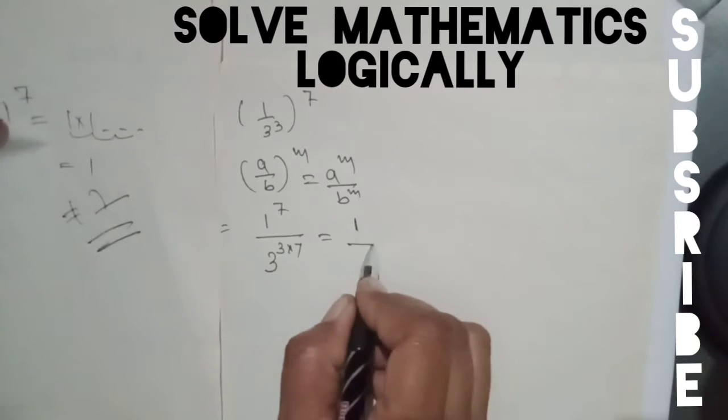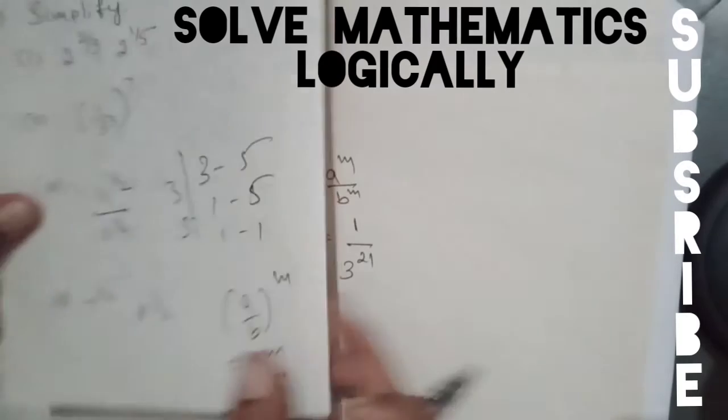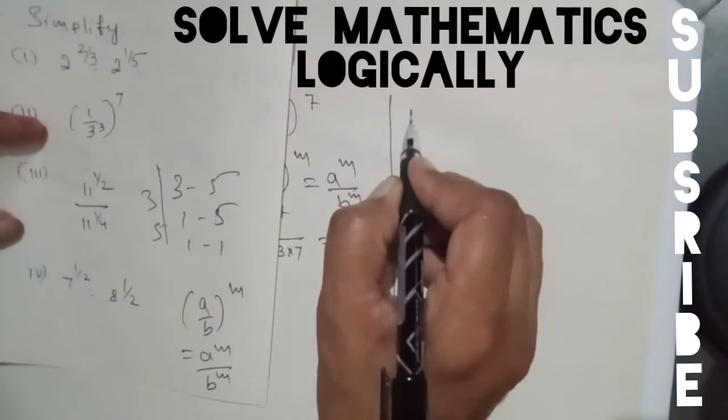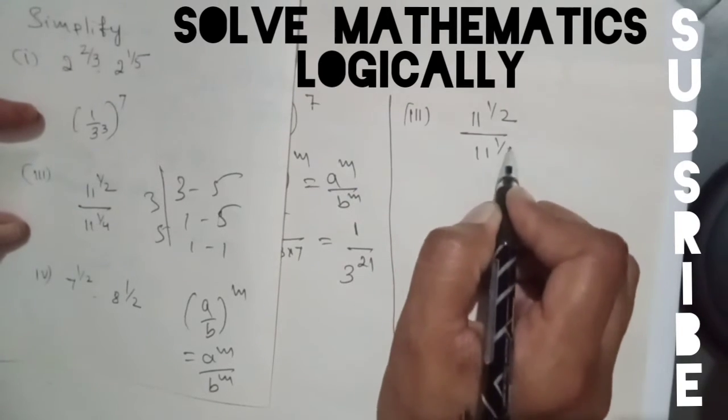Okay, this is 1. Now 3 raised to 7 3s are 21. Very simple. Okay, next we have, very, very simple. Next one, third one, what we have here? Third one is 11 raised to 1 by 2 and 11 raised to 1 by 4.